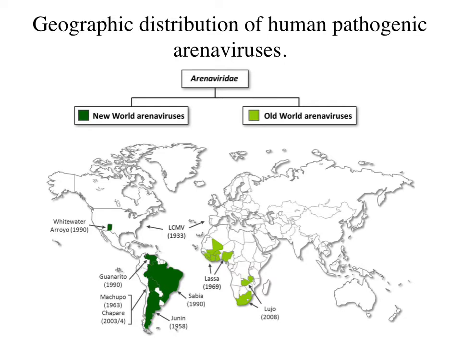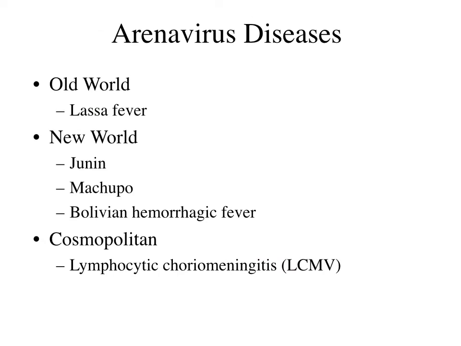These viruses are zoonotic, meaning that in nature they are found in animals. Each virus is associated with either one species or a few closely related rodents, which constitute the virus's natural reservoir. There are several different diseases associated with the arenaviruses. We have the Old World, New World, and then LCMV, which is cosmopolitan, meaning it has a worldwide distribution, although it most likely evolved originally as an Old World virus.